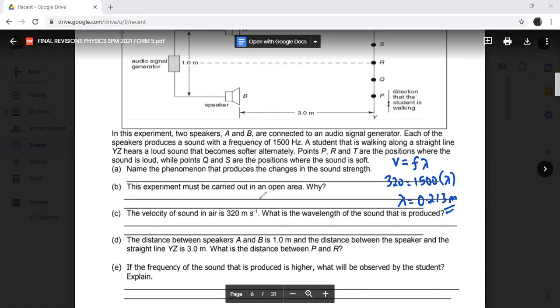The distance between speaker A and B is 1 meter, and the distance between the speakers and the straight line YZ is 3 meter. What is the distance between P and R? P and R should be a perfect X. Just now I told you P, R, all are constructive interference. So we're looking for the distance X.